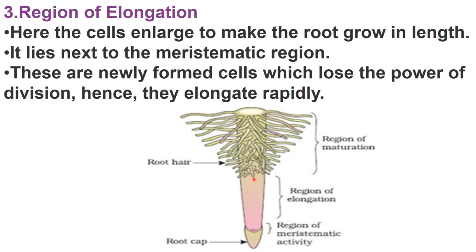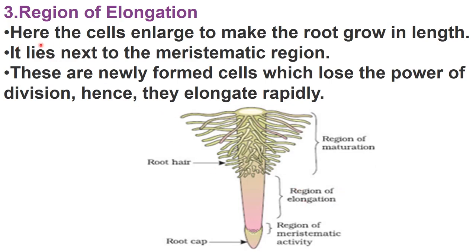Now here the cells enlarge to make the root grow in length. So what is the function of cells present in this region of elongation? These cells are helping in increasing the length of the root. How? Because these cells have stopped dividing. Just below it was the region of meristematic activity, and the cells in that region were dividing actively, right? Now some of the cells lose the capacity to divide actively and start elongating and help in the elongation of the root, and those cells will make the region of elongation.